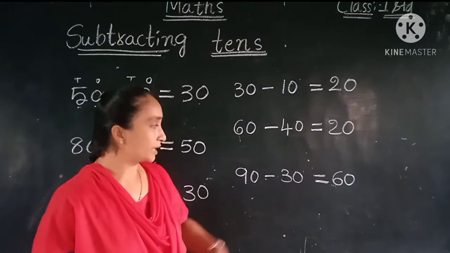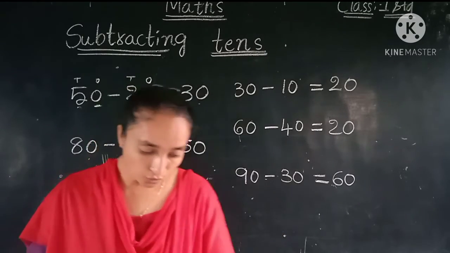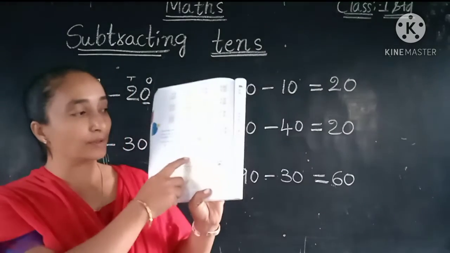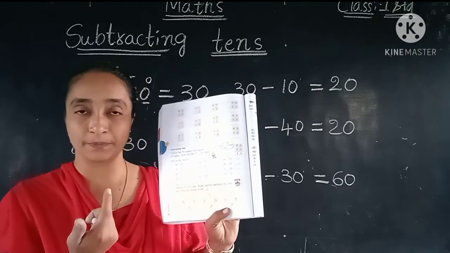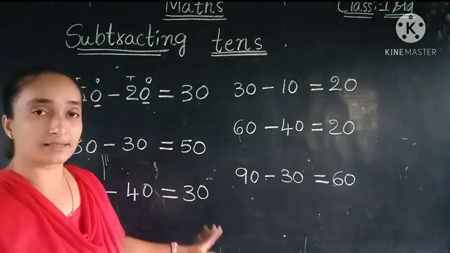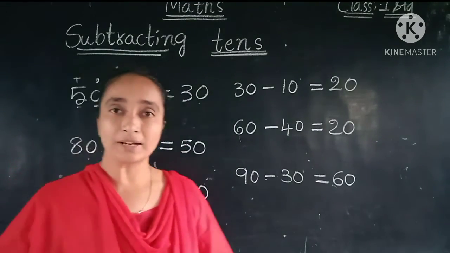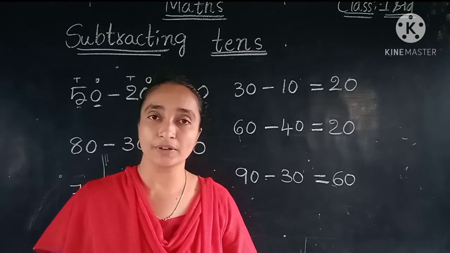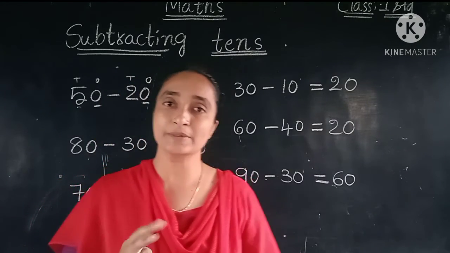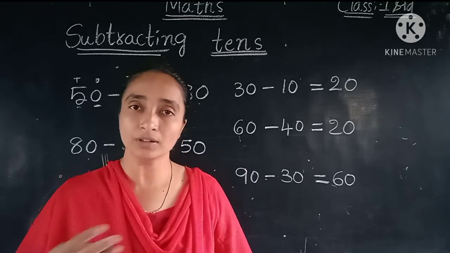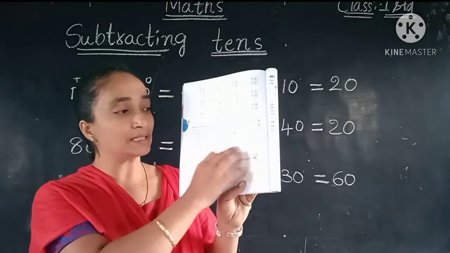So here we have completed, children. In the textbook, they have given us small blanks, so there itself you can do the answers very fast, because these are only tens. We don't have the ones place, only the tens place. When you do the tens place calculation, that's enough. All of these, 20, 30, 40, 50, are tens, so very simply you can do it.